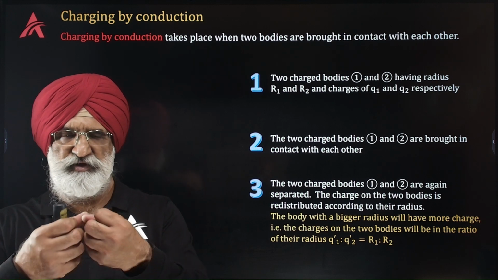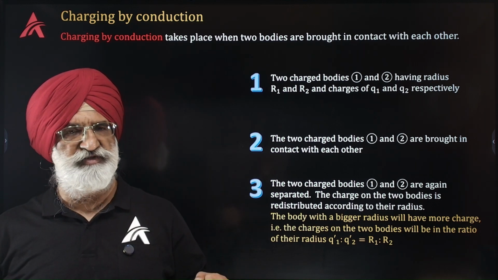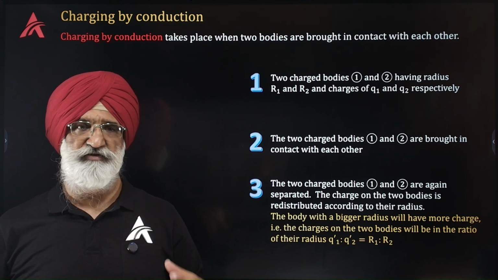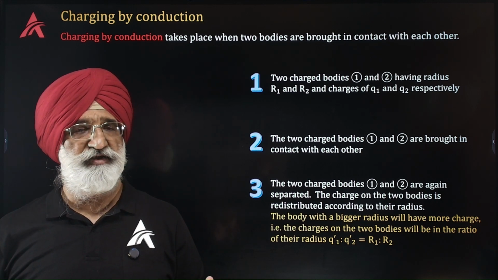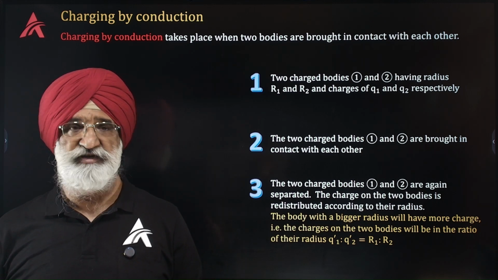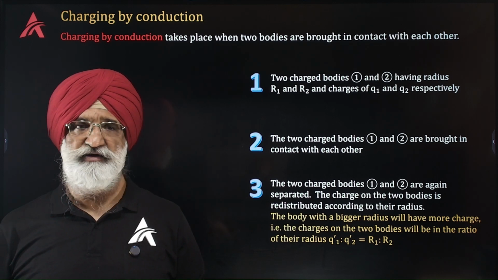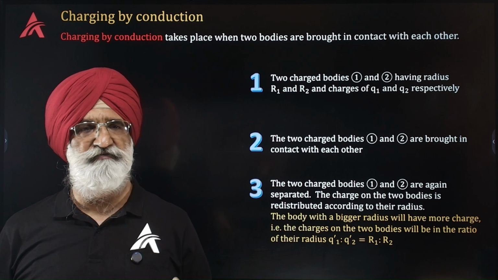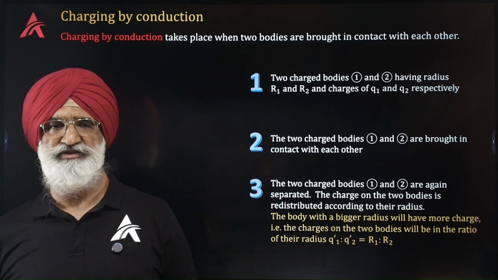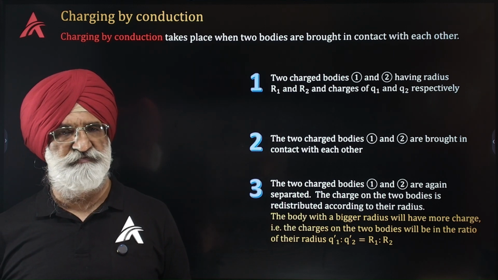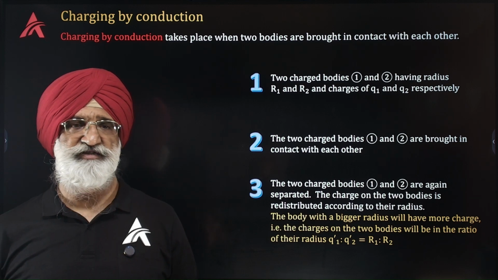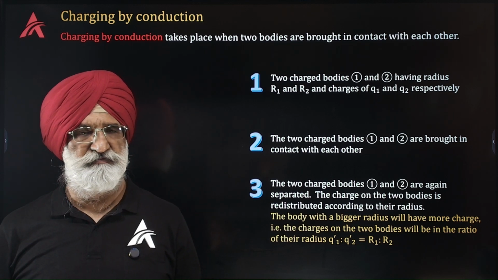And again, when the two bodies are separated from each other, the final charge on each body will depend upon its radius. The charges will be redistributed according to the radius. The one which is bigger in radius will have more charge. The one which is smaller in radius will have less charge. This is how the charges will get redistributed.